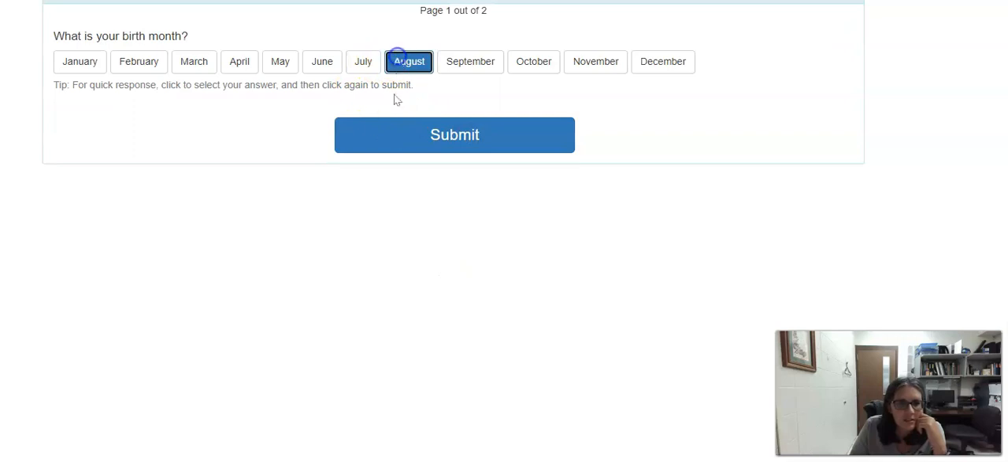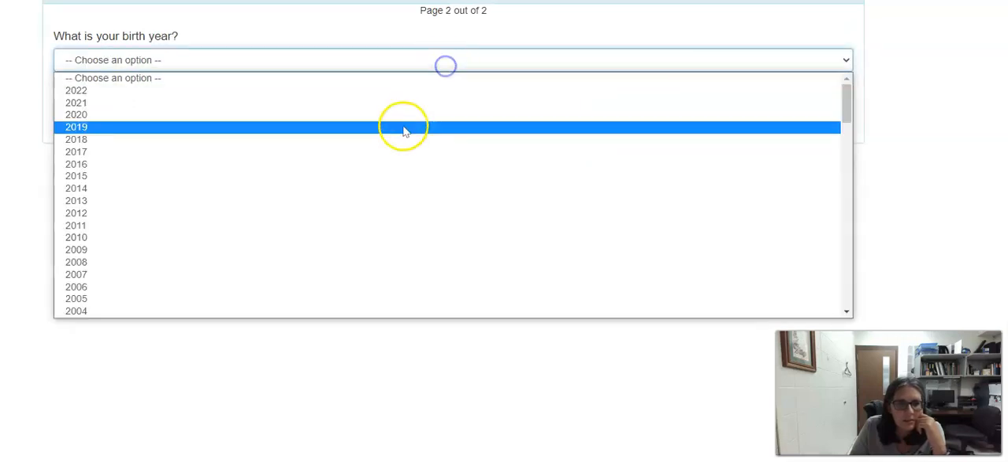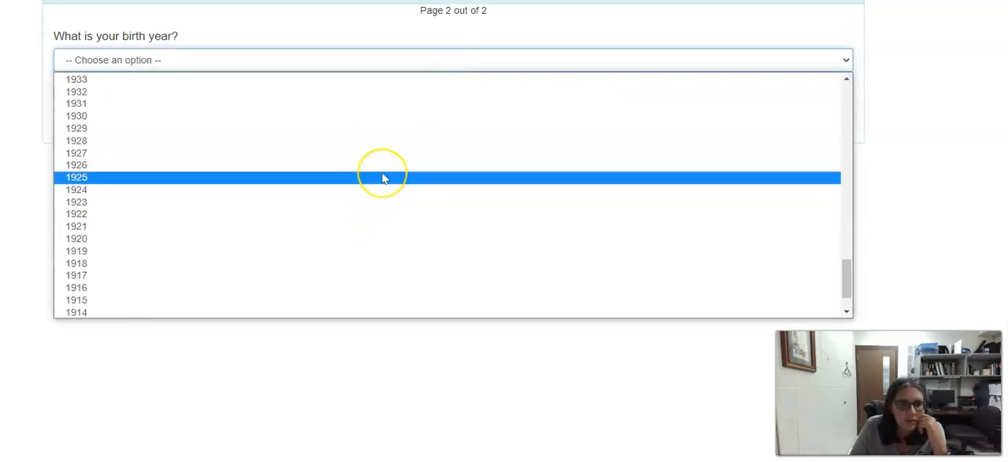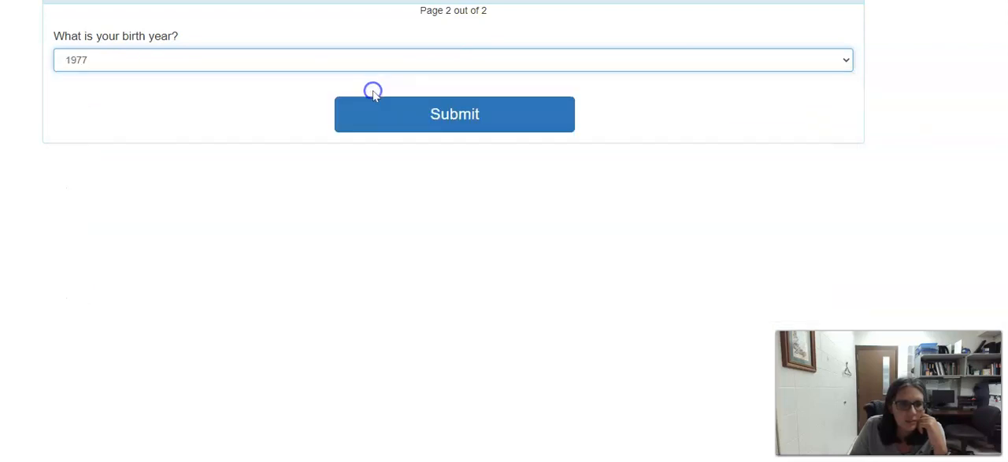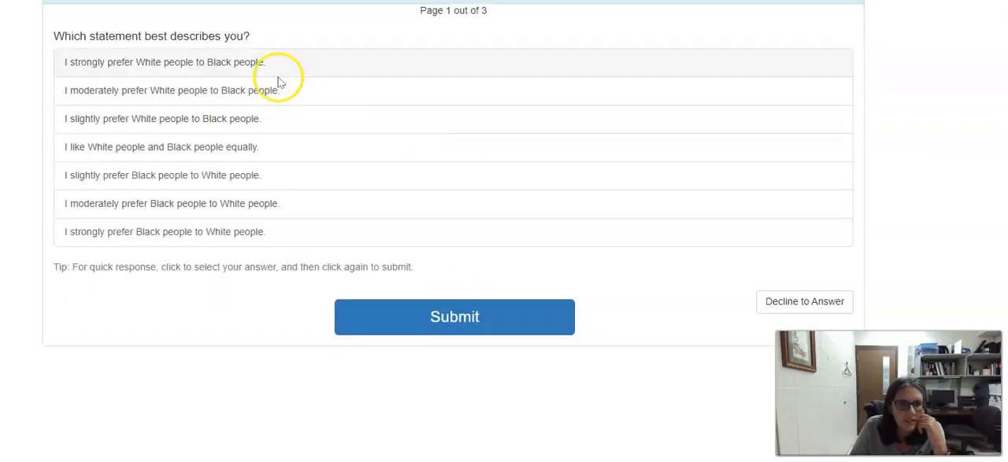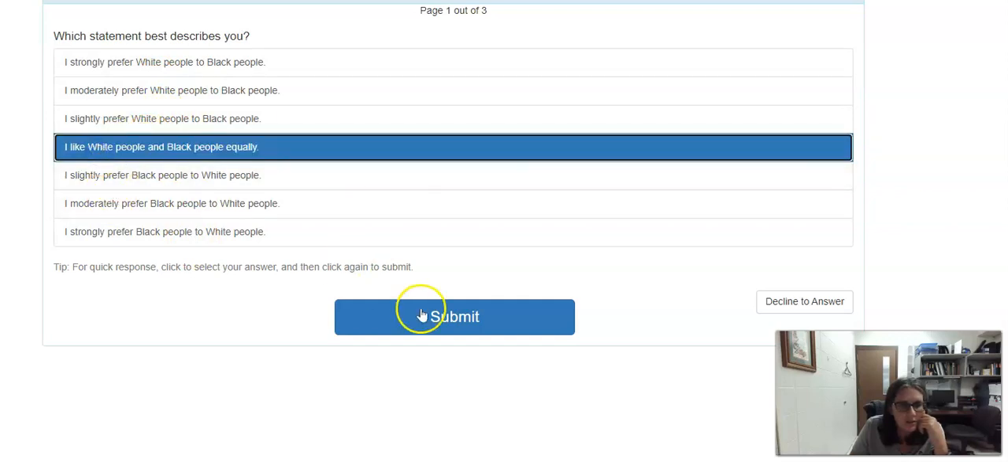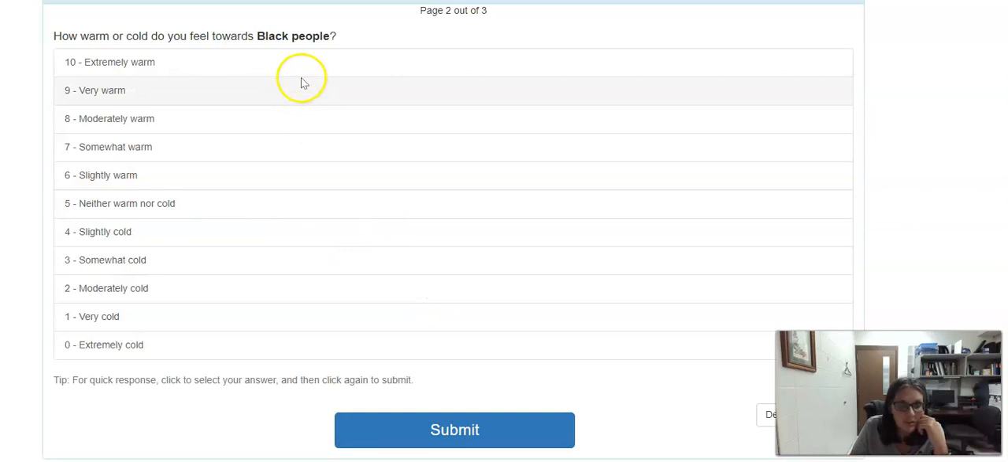So on here, I'm going to click birth year, I'm old, and scroll down quite a bit. Okay, then I hit submit, and this gives you statements, right? It's like you have to pick, except for the middle. So if you click equality, do how you really feel so you get a really good response. Okay, so it's like how warm or cold do you feel towards Black people. So it's giving you all of these different pieces.